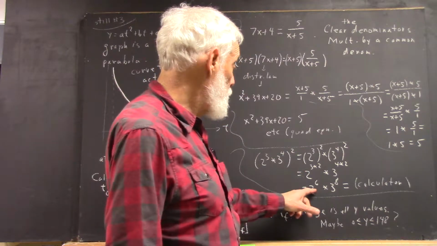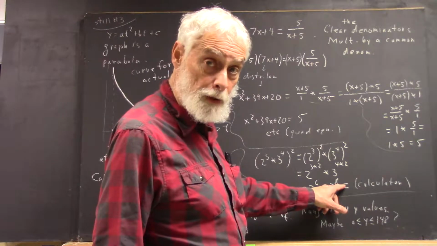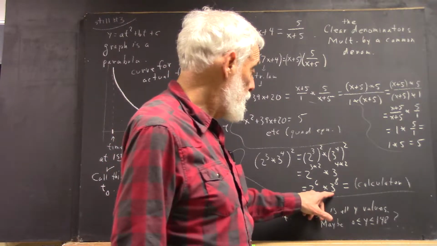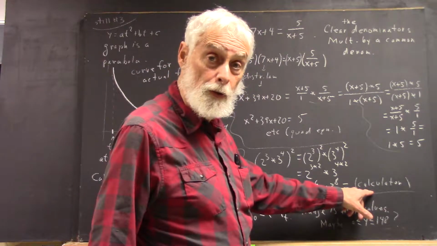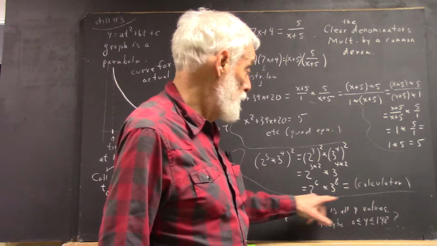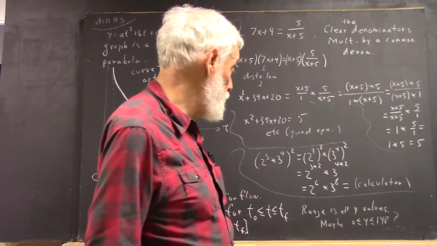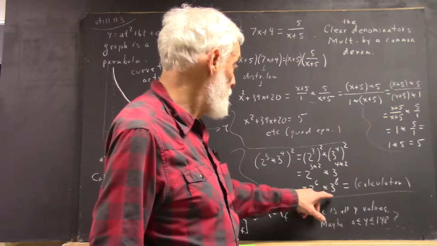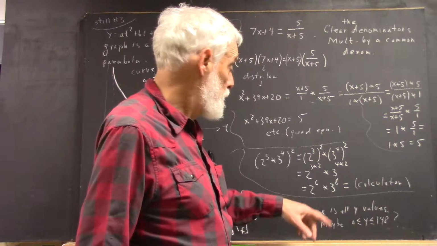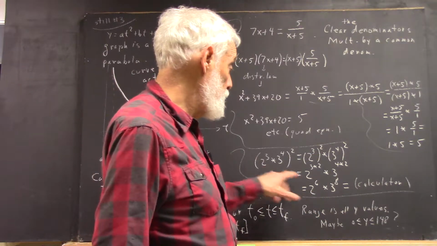squared is 2 to the 6th times 3 to the 8th, right? So you would want to get to this form before you go to the calculator. Now at this point, it's perfectly okay to go to the calculator, but you have now the structure of the number that you get when you do this.